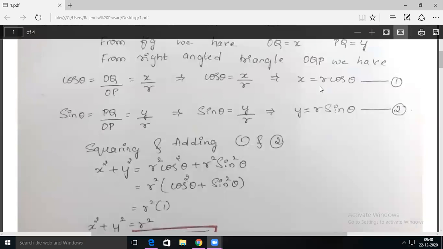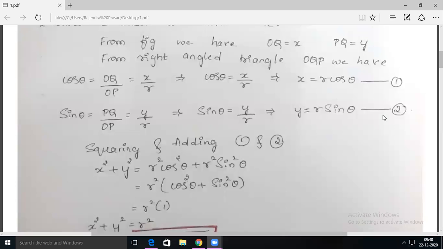Next, squaring equations number 1 and 2, and adding. Next, we square equations number 1 and 2, then add. First squaring, x square is equal to r square cos square theta, y square is equal to r square sin square theta. Then we can add these two equations, then we get on the LHS x square plus y square.